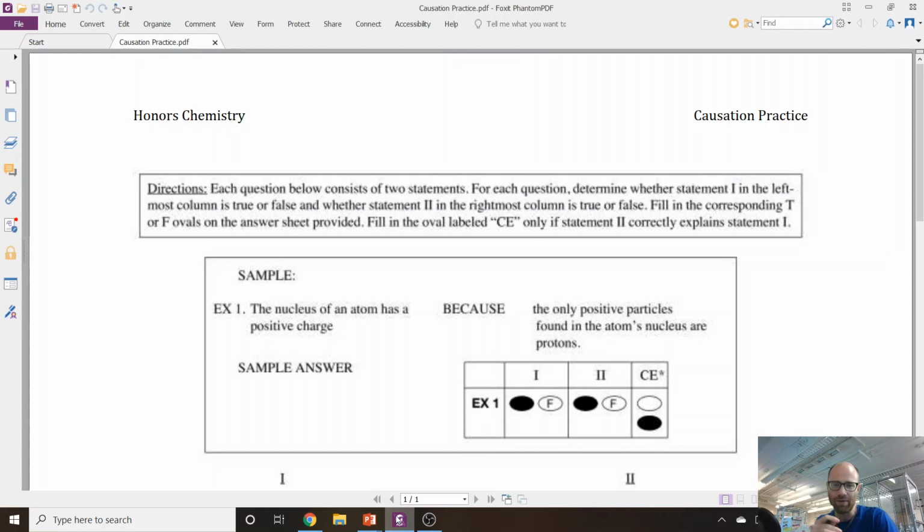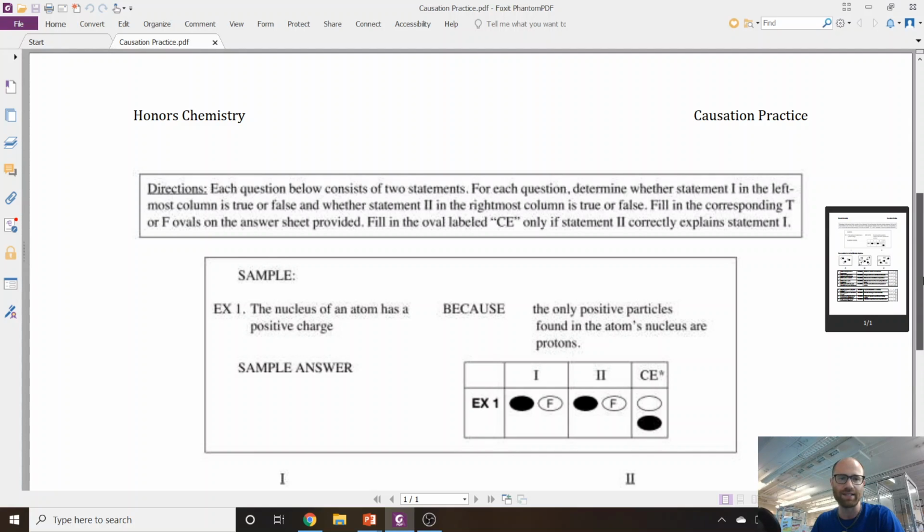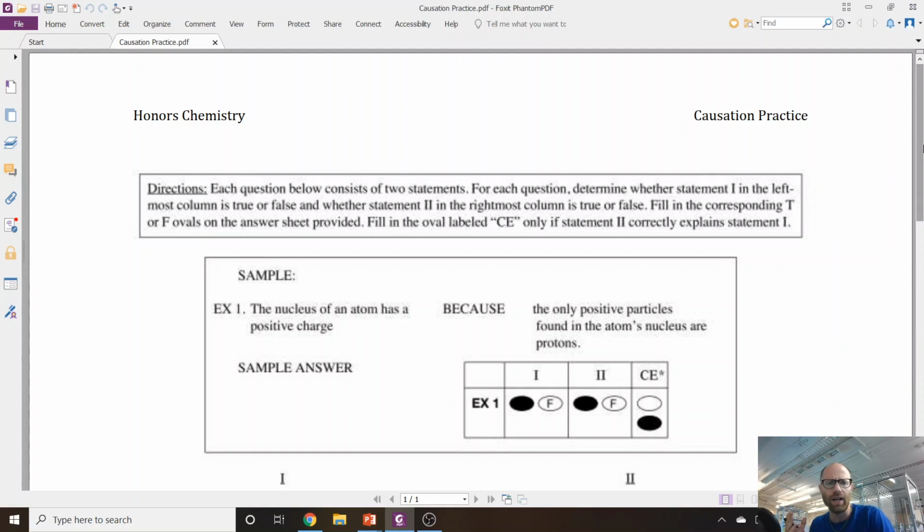Hi, I referenced this sheet earlier in class about causation and these true-false statements, and I wanted to take some time to go through them in a way where I didn't have to spend a bunch of class time. Just really quickly again, when given these questions on the SAT-2 subject test, the process is you evaluate the validity of the first statement, true or false, second statement, true or false. If and only if they are both true, you can bubble in the yes or no for the correct explanation, indicating that the second statement explains the first.